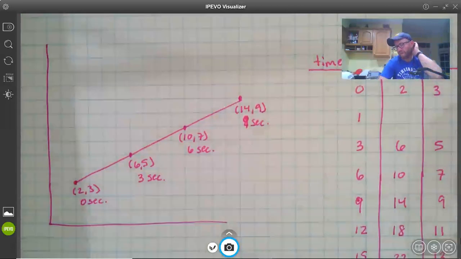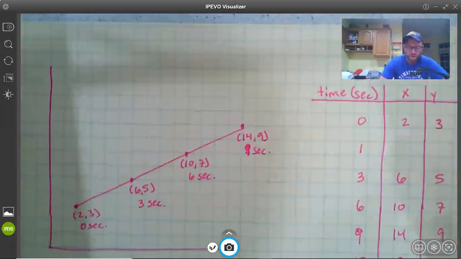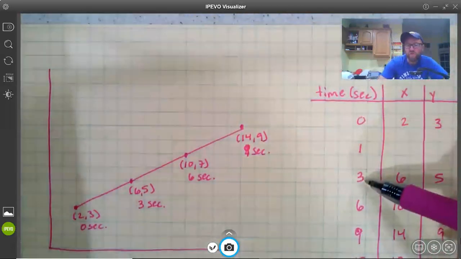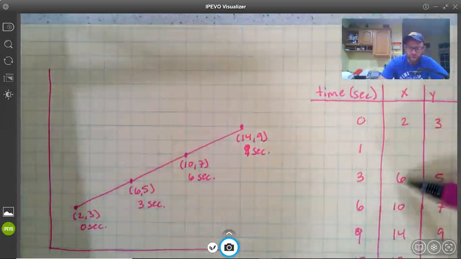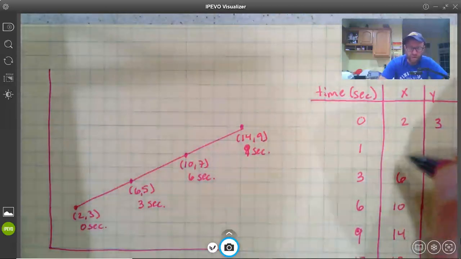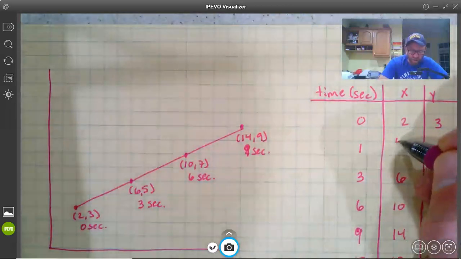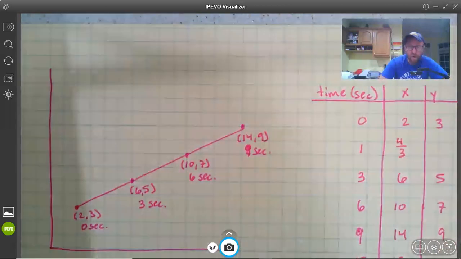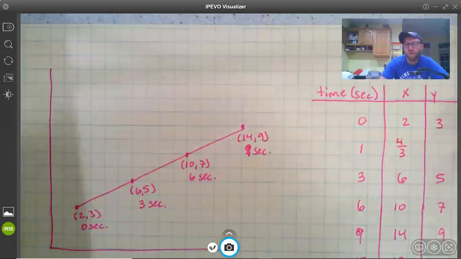All right. So let's see. From 0 seconds to 3 seconds, the bug traveled from 2 to 6, so that's 4 units. 4 units in 3 seconds, so that means that every 1 second, the bug travels 4/3 of a unit, right? Which is 1 1/3, but I like the improper fraction better. That's easier to work with.